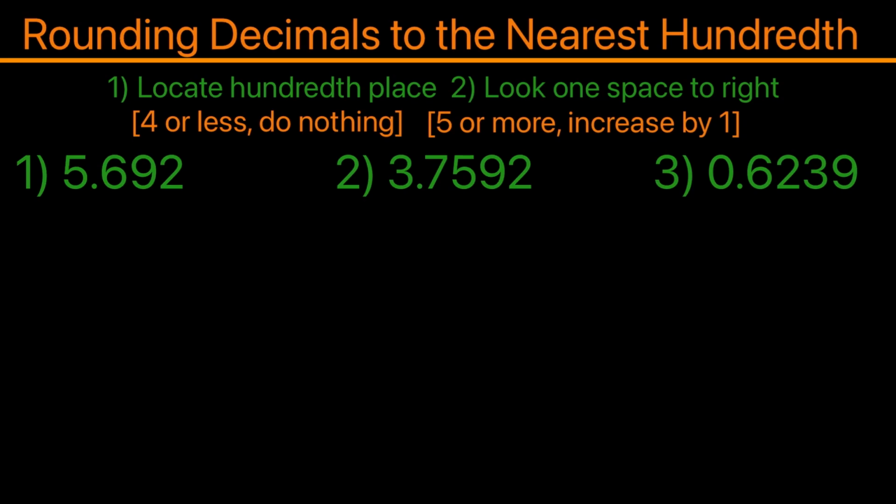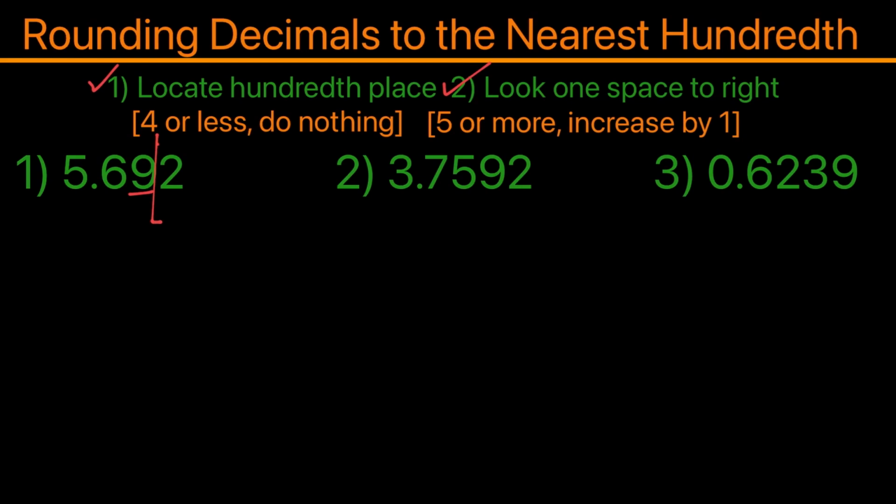Below are 3 examples, and we're going to solve for each. For the first example, we're going to locate the hundredth value. So in this case, 6 is the 10th and 9 is the hundredth place. So we look one space to the right.